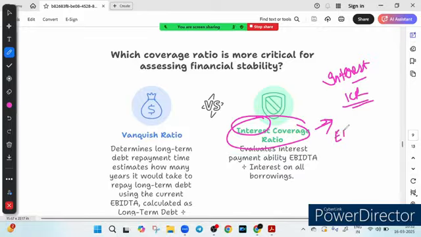The formula is quite simple. We write EBITDA in the numerator, and you must remember that in the case of the Vanquish ratio, we wrote long-term debt in the numerator. But in this case, we write EBITDA in the numerator, and we divide it by interest expense.